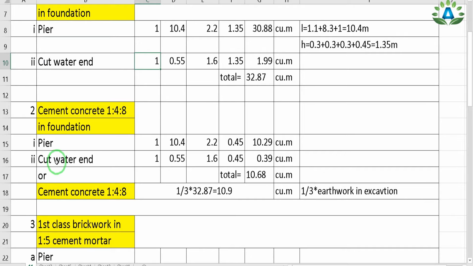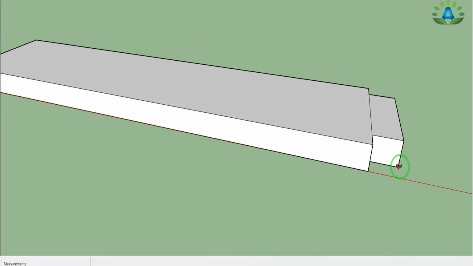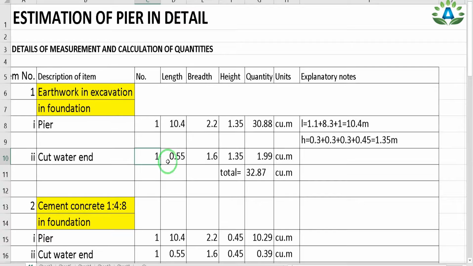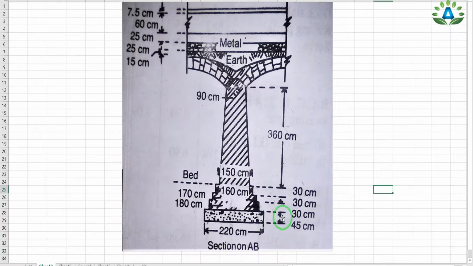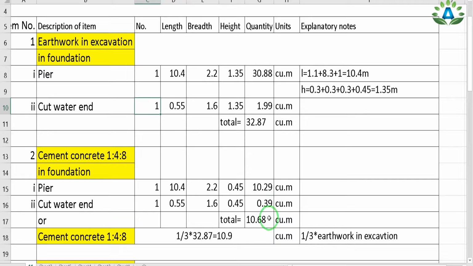Now our next step is to calculate this cut water end portion. That means we are going to calculate this small portion. We have already calculated its length and the breadth, so only the height will be different, and the height is 0.45 meter. So length equals 0.55, breadth is also the same, that is 1.6, and the height is this dotted portion, that is 45 centimeter, so 0.45 meter. We get a total of 10.68 cubic meter.